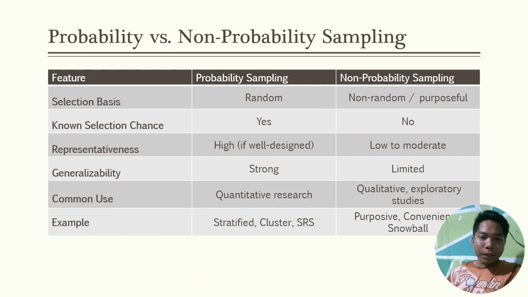When comparing the two, probability and non-probability sampling, you can see here the differences based on selection basis, known selection chances, representativeness, generalizability, common uses, and examples. So that's probability versus non-probability sampling.